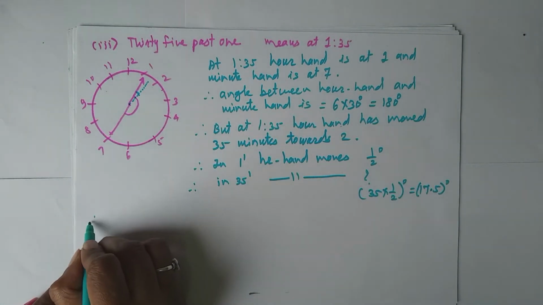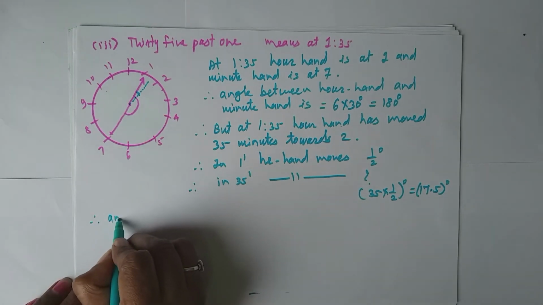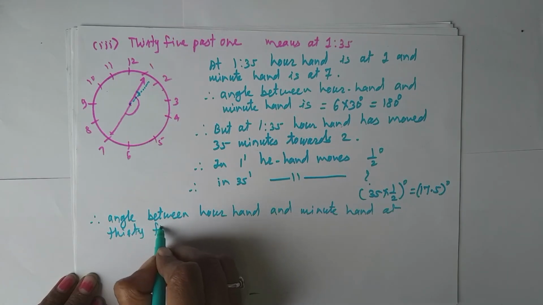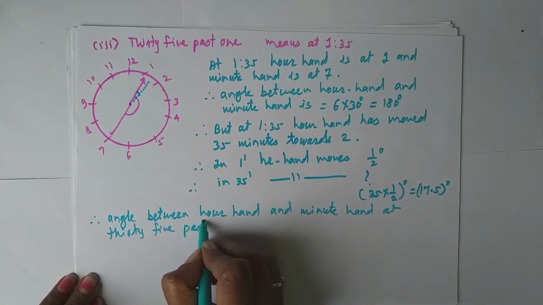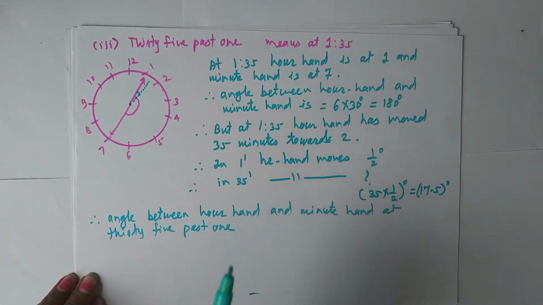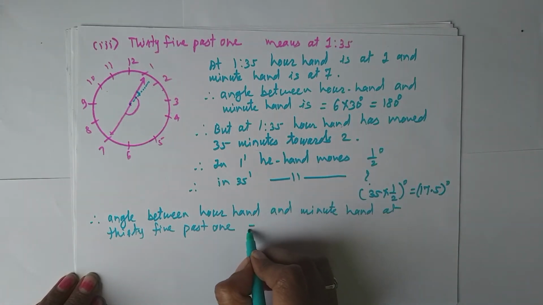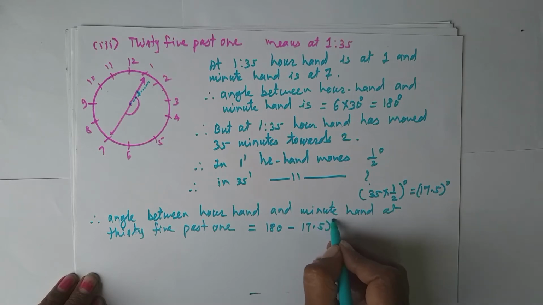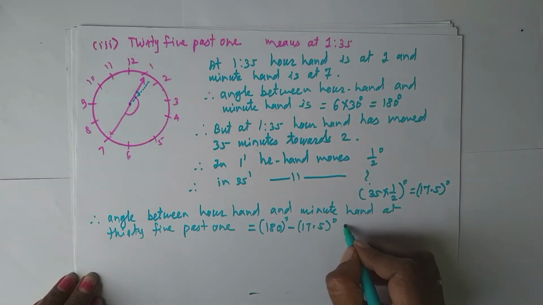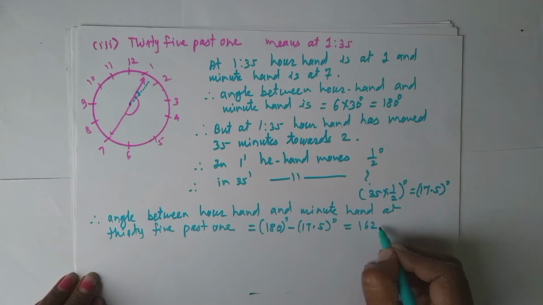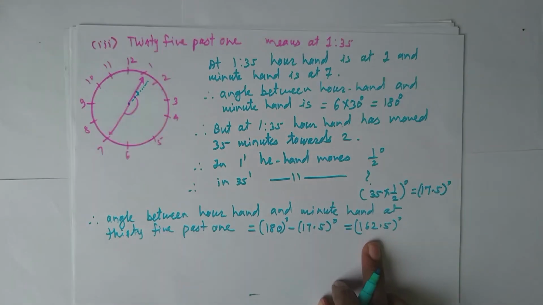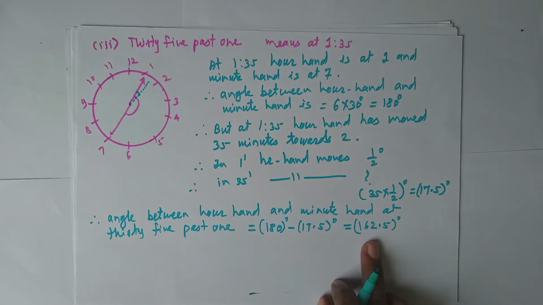Therefore, you write down your final answer. Angle between hour hand and minute hand at 35 past 1, that is at 1:35, is 180 minus this 17.5 degree. And how many degree is it? After subtraction, this is nothing but 162.5 degree. You keep the answer as it is or you convert this degree angle into degree and minutes.